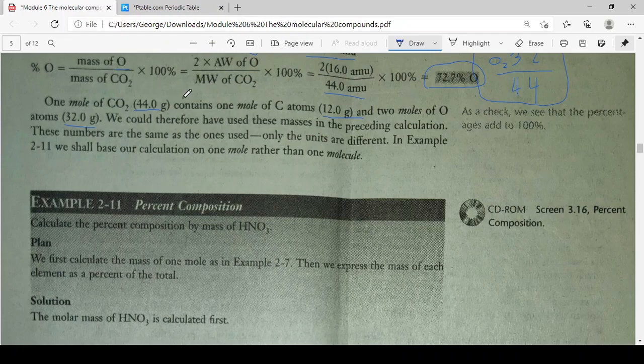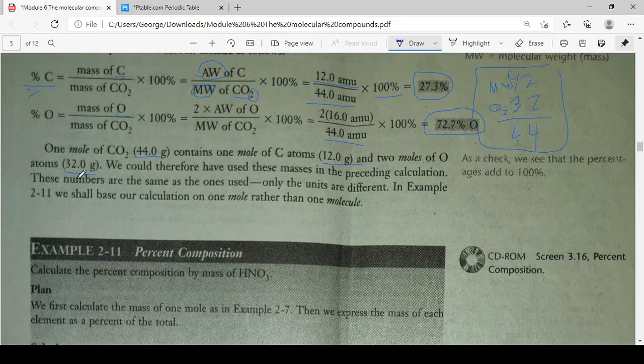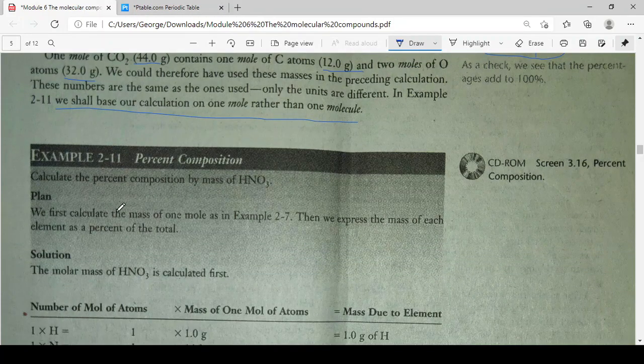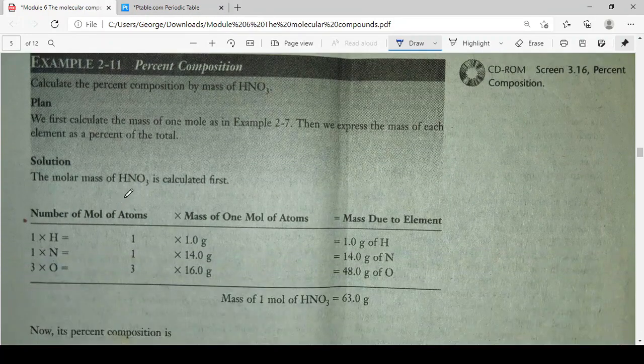Again, oxygen has an atomic weight of 16. How many subscripts? Two, therefore 16 times 2, which is 32. So we could therefore use these masses to get our solution. Only the units are different. In example 2.11, we shall base our calculation on 1 mole rather than 1 molecule. Now, it is based on the mole, not on your molecule.